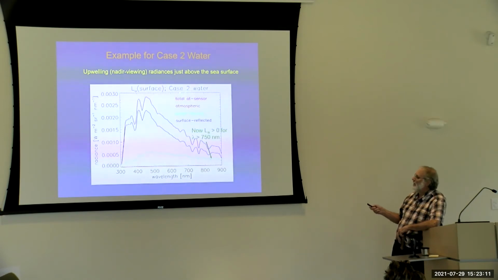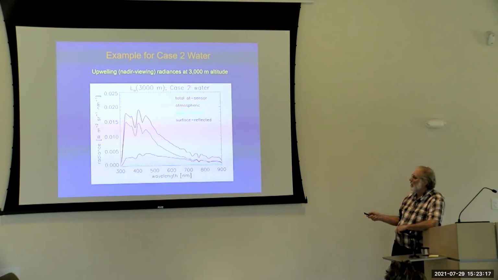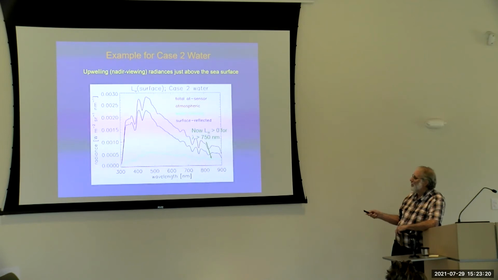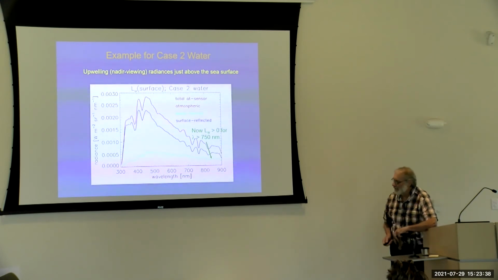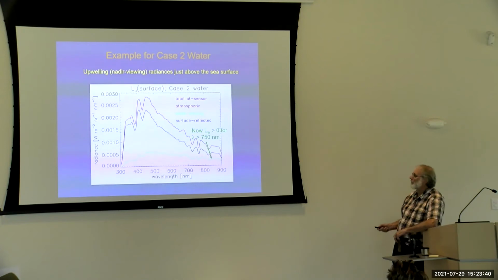Now let's do the same thing for case 2 water. So I threw in some mineral particles, and here now, here's the total, here's the surface reflected, here's the water-leaving radiance, and of course there's still no atmospheric part. But notice now, with scattering mineral particles in the water, the water-leaving radiance is not 0 out beyond 700. Okay, we're going to see a lot more of that tomorrow.